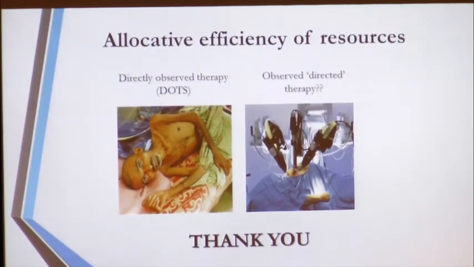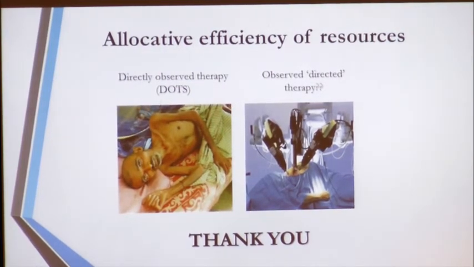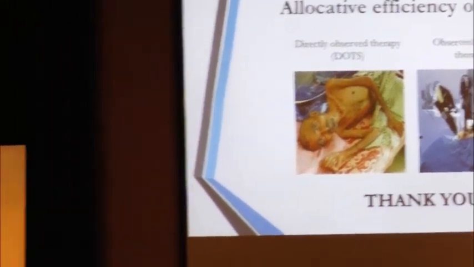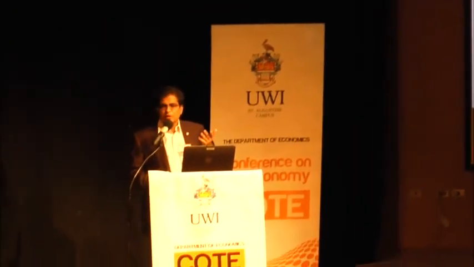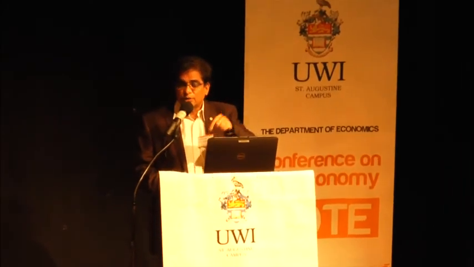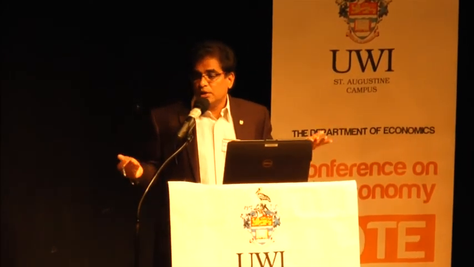And if we can actually, with simple cost measures like directly observed therapy, treat something, why do we want to go for robotic surgery? I spoke to the persons who introduced robotic surgery in Canada, and they want to just take it away because it is not cost effective for them. And we want to bring in robotic surgery because I don't know why.